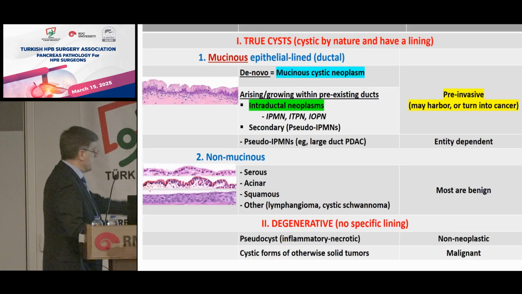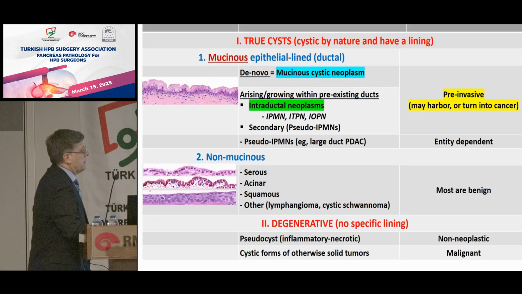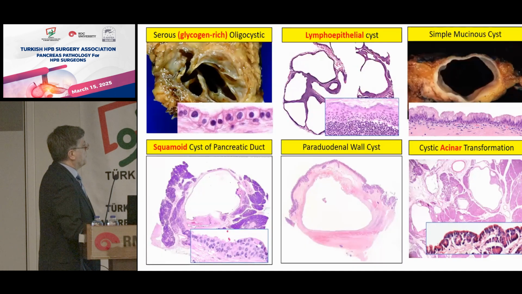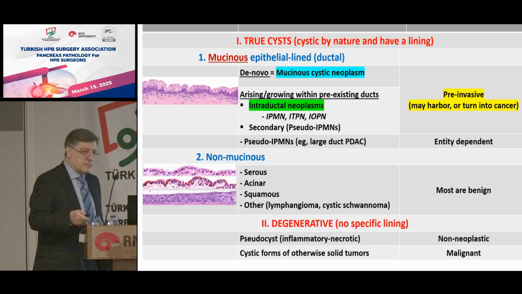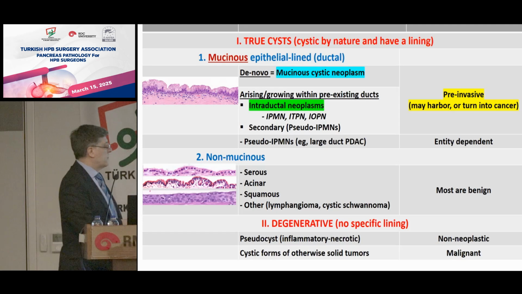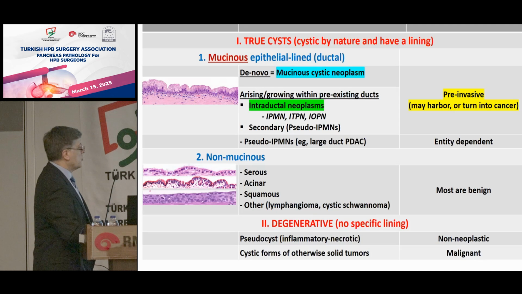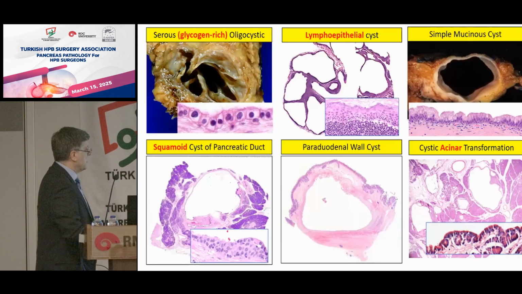So intraductal neoplasms, the importance of this group is that they can progress into cancer, or they may have cancer at the time of diagnosis, but there are a whole group of other cystic lesions that form these multilocular cysts. They have their distinctive characteristics, like serous ones have glycogen-rich cytoplasm, acinar cystadenomas have acinar cells, squamoid cysts. The thing about this group is somehow most of them are benign, so there are very few cancers of these non-mucinous entities. So we are happy when we see a non-mucinous cystic lesion.